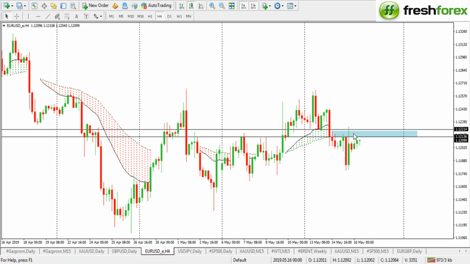So Euro USD, we want to sell it, but only when the price comes back up to somewhere within this place. This is where we're going to look for a sell from. Euro USD is a sell, so better know that very well, that we're waiting for a sell on Euro USD. We move forward to the next chart.